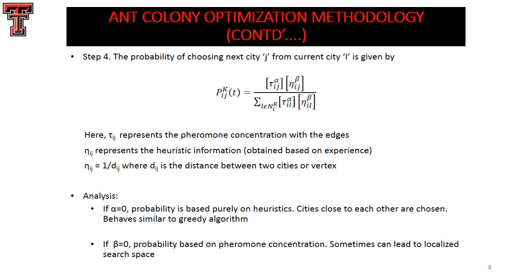If the value of parameter beta is 0, then the probability of going from i to j is purely dependent on the pheromone concentration associated with the path connecting the cities i and j. Such probability functions can generate localized paths and limit the search space.